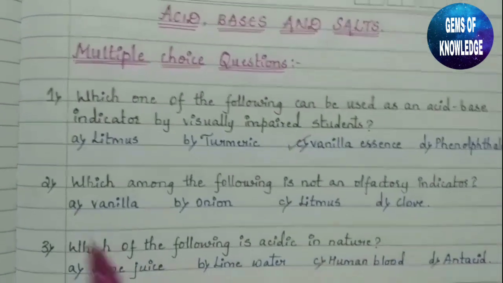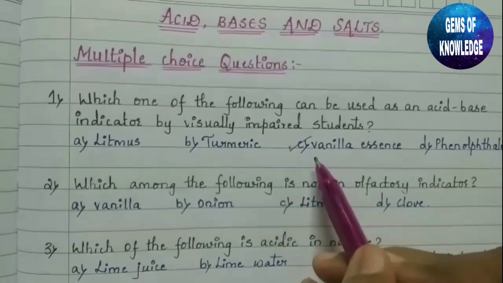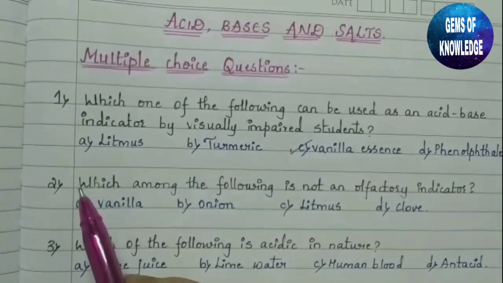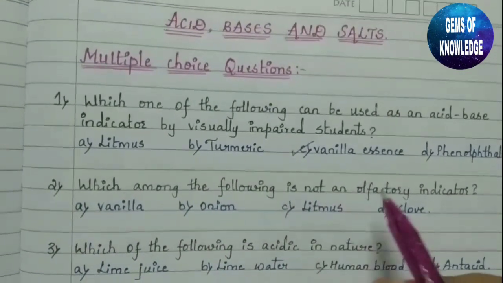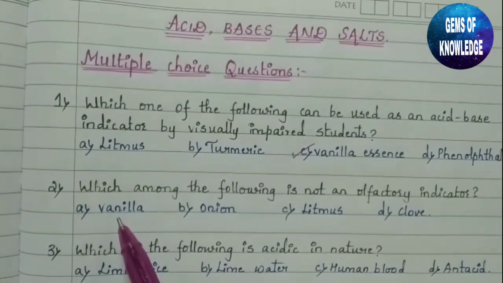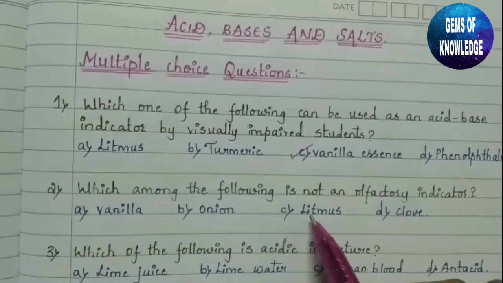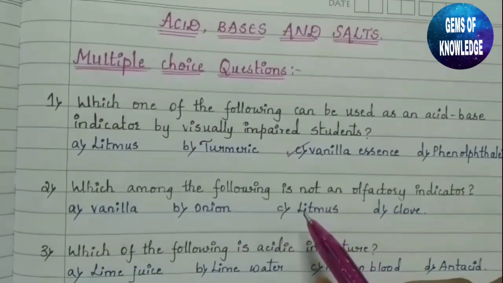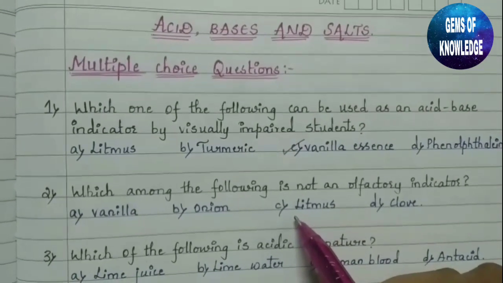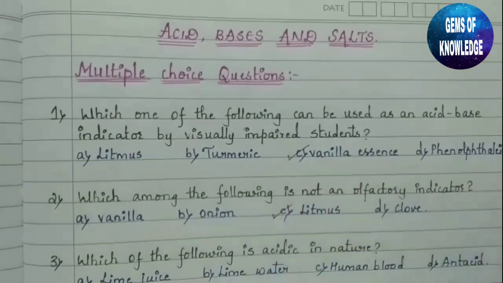Next, which among the following is not an olfactory indicator? I have already explained what olfactory indicators are. You can see vanilla we can identify by its smell, as well as onion, as well as clove. The litmus paper, which will change its color, is not an olfactory indicator. It does not smell of anything. It will just show its change of color. So here the answer is litmus.